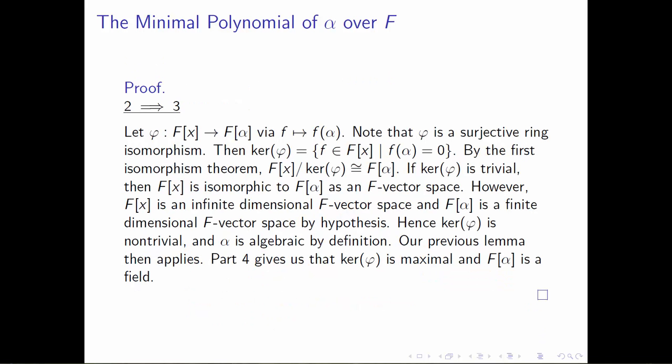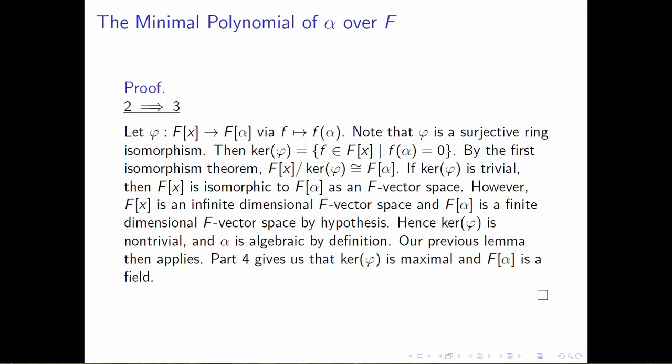For 2 implies 3, this is really a nice, slick little proof, and it's not even just the proof of 2 implies 3 that's going to be used, or the statement of 2 implies 3 that's useful to us, but it's the techniques of this part of the proof. So let's let phi be a map from F adjoined x to F adjoined alpha. And what map is it? It's the map that takes a polynomial and evaluates that polynomial on the element alpha.